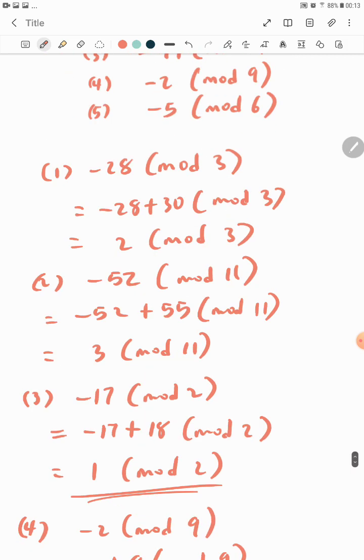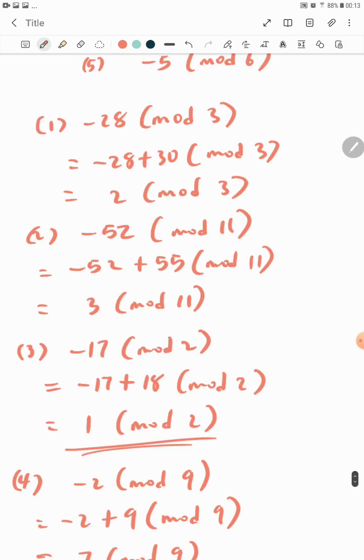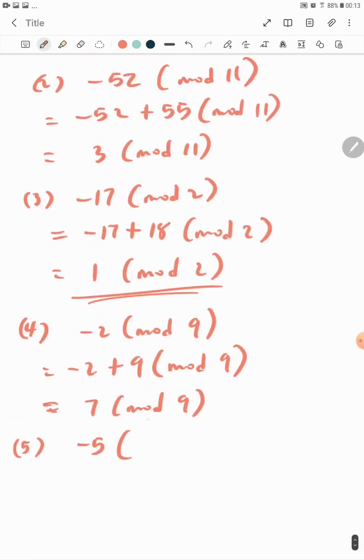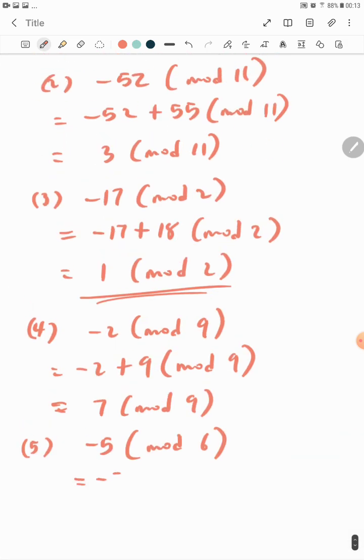So number 5, I have minus 5 mod 6. So the immediate number I can add to this, which is a multiple of 6, is actually 6 itself. That will be mod 6. So obviously this will give me 1 mod 6. This is the simplest positive value I can get.